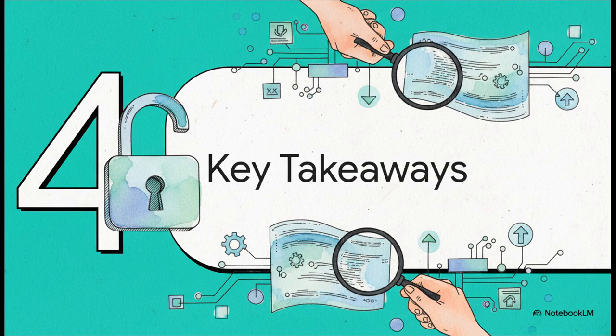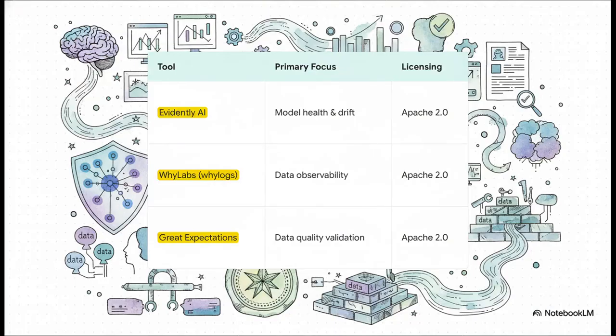All right, we have covered a lot of ground. So let's pull all of this together and really summarize the key takeaways from our look at these 3 awesome open source tools. This is a great little cheat sheet for you. If your main goal is post-deployment monitoring and getting those rich reports on model drift, Evidently AI is your go-to. If you need a scalable, privacy-first approach that's based on data profiles, WhyLabs is a fantastic choice. And if your biggest concern is making sure your data pipelines are clean and valid from the start, you begin with Great Expectations. And the best part? They're all under that permissive Apache 2.0 license.